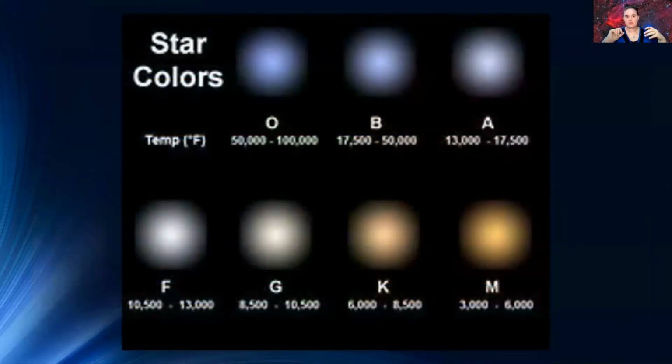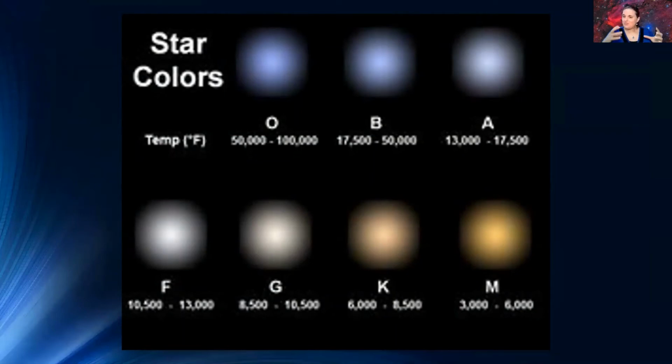And so it left with the final statement of OBAFGKM as kind of the standard for spectral types for different types of stars, based upon their temperature, their spectral class, and their color. And Annie Jump Cannon and the calculators were able to create this Harvard standard system.